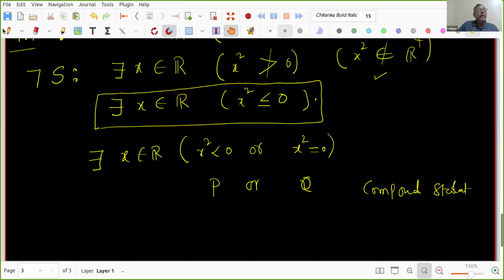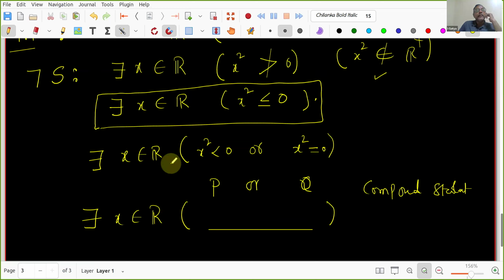So look here. We are asking whether there exists a real number satisfying some property. Can I find a real number satisfying this property? What is this property? x square is less than 0 or x square equals 0. Yes, I can find 0. That satisfies this. P or Q is true. One of the statements is true, right? This is true for which x? 0, right?